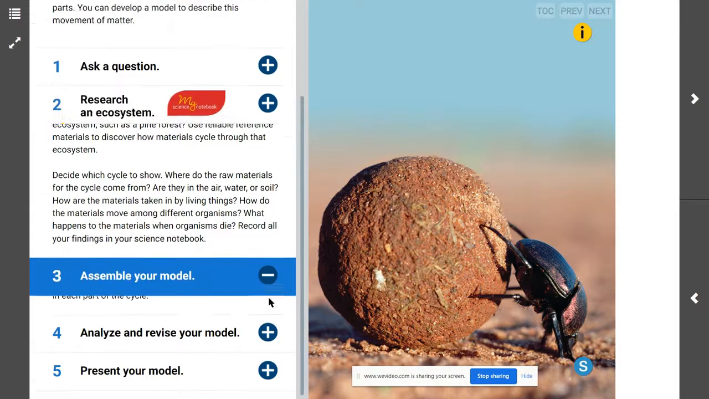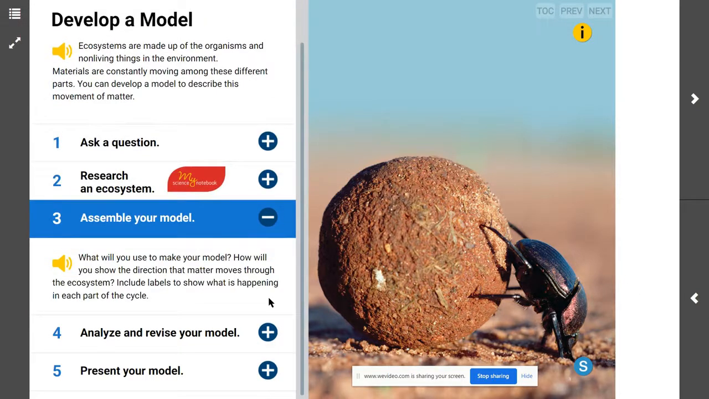All right. Now that you have your research done, you will assemble your model. What are you going to use to make your model? How will you show the direction that matter moves through the ecosystem? Include labels to show what is happening in each part of the cycle. So make sure you have those labels and you're ready to explain the process for when it comes time to present.